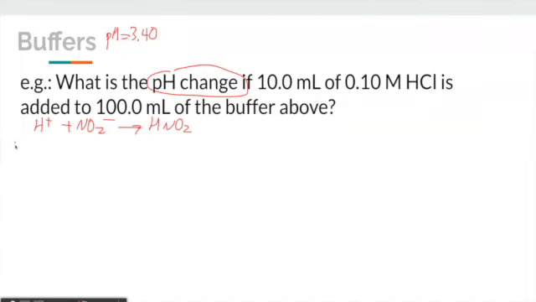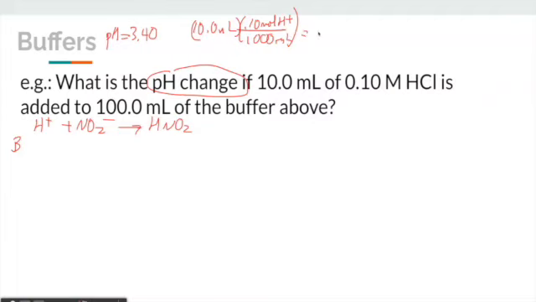Let's set up a BCA chart and find out what we're left with once this reaction is done. So what do we have before? Well, if we think about the H+ constant, or the number of moles of H+, we have 10 milliliters of H+, and it's 0.10 moles of H+ present in every 1,000 milliliters.